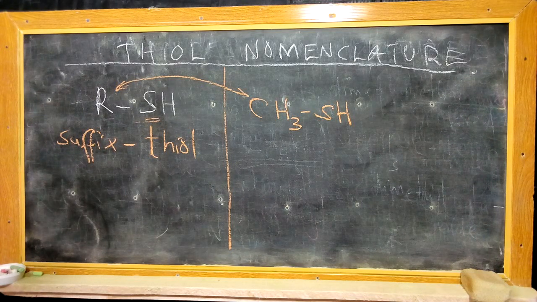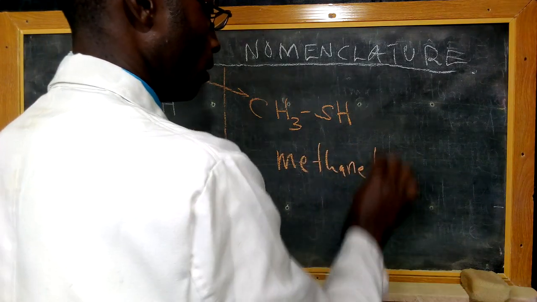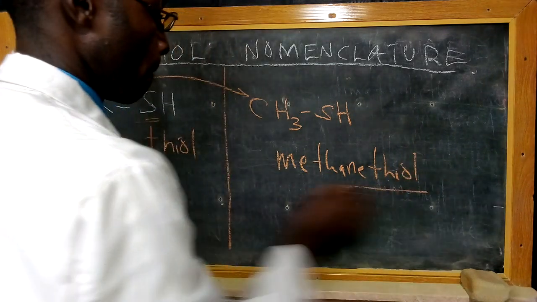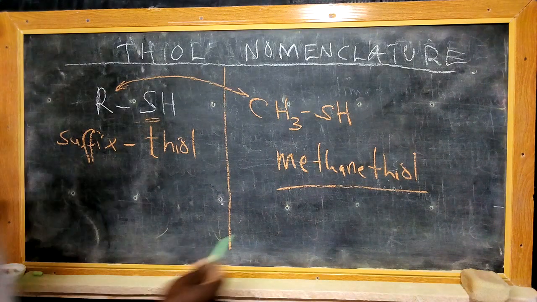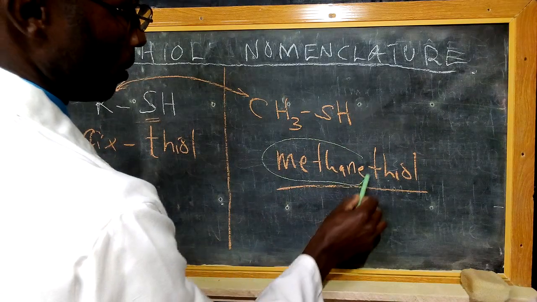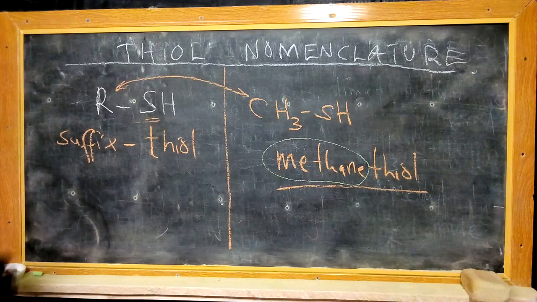So the name of that particular compound will be methanethiol. If you look at the name, it has taken the whole name of the alkane series member, the first member, and then the suffix thiol. So we shall see whether this is the basic format that is used across the wide range of members of this particular class of organic compounds.